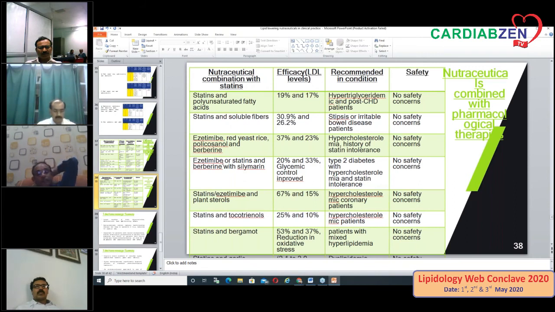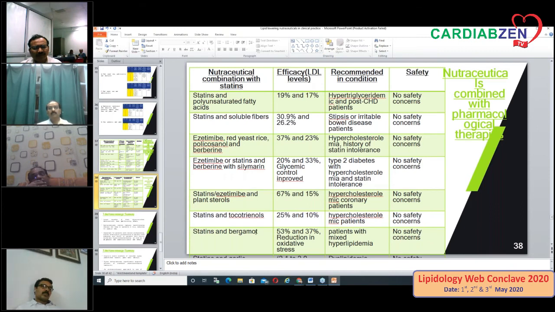Say for example, statins and polyunsaturated fatty acids, efficacy approximately 19%. Statins and soluble fibers approximately 31%. Azithromycin, red yeast, licorice, policosanol, and berberine approximately 37%. And maximum is seen with statin, azithromycin, and plant sterols. As we know that azithromycin itself is an inhibitor of the absorption of these lipids. So of course the quantum needs to be high, and it is there.